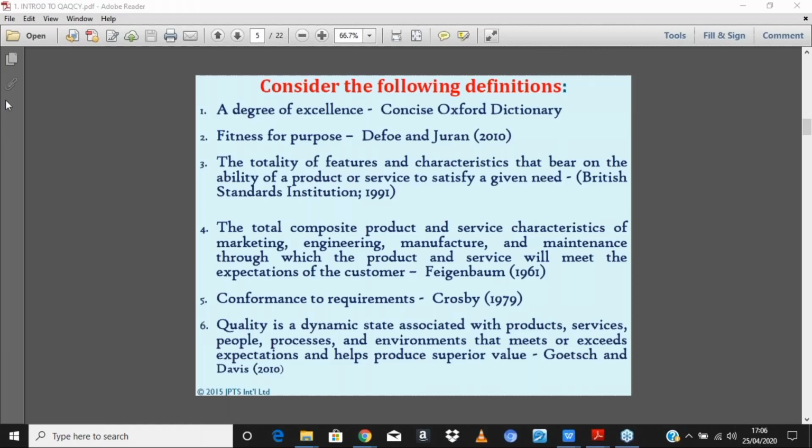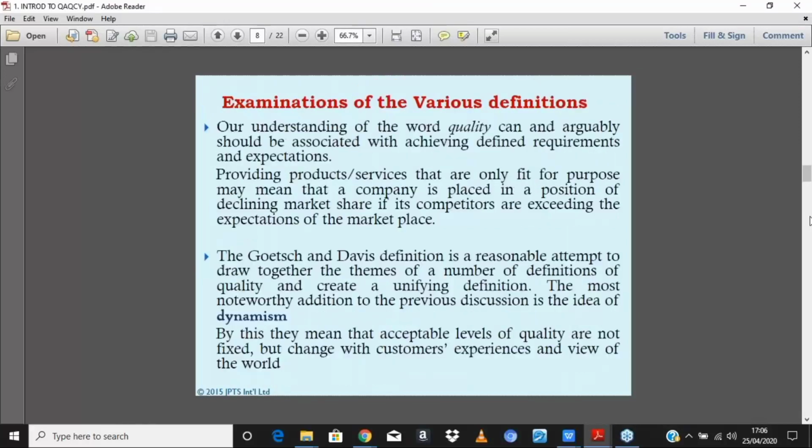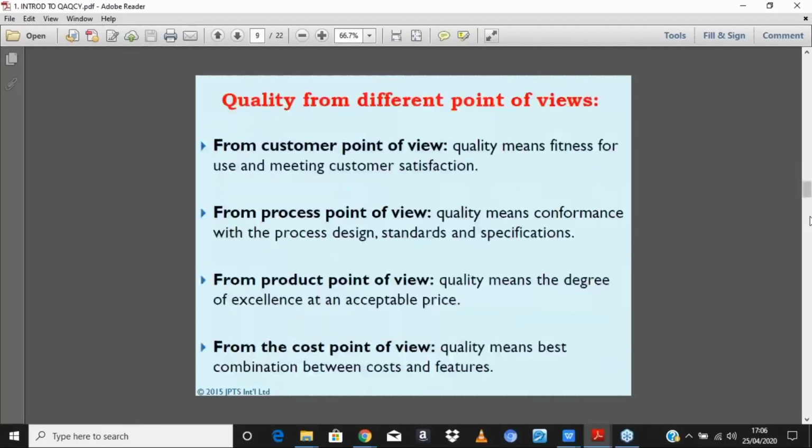All right. Now, let's move on. All these are further explanations of the different definitions of quality I just gave. Now, look at this very closely. We're going to look at quality from what we call different points of view.